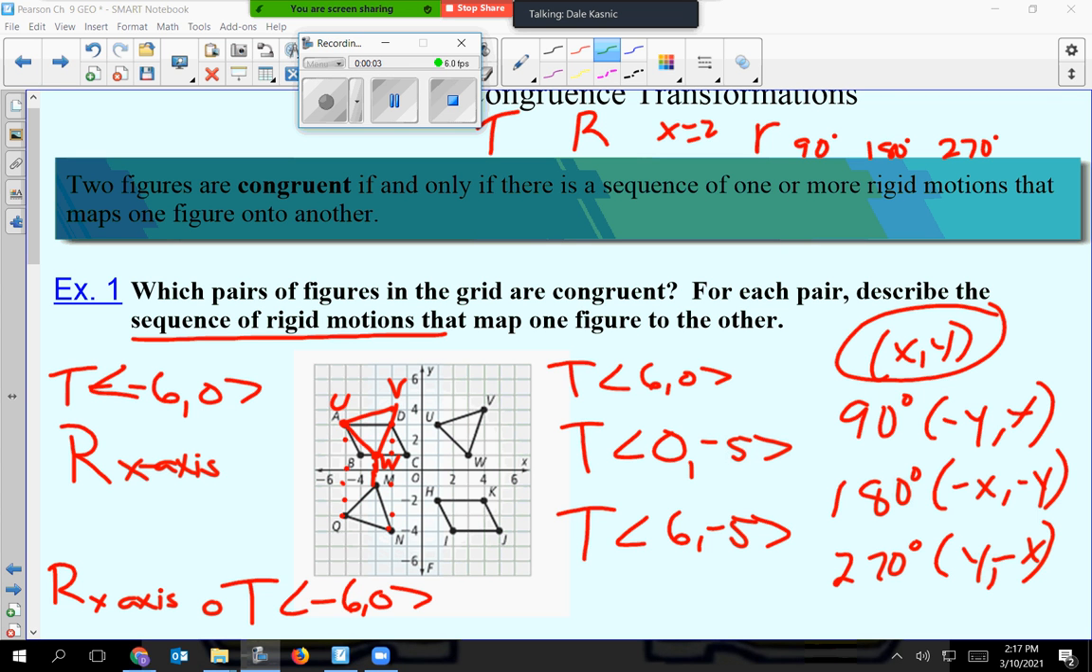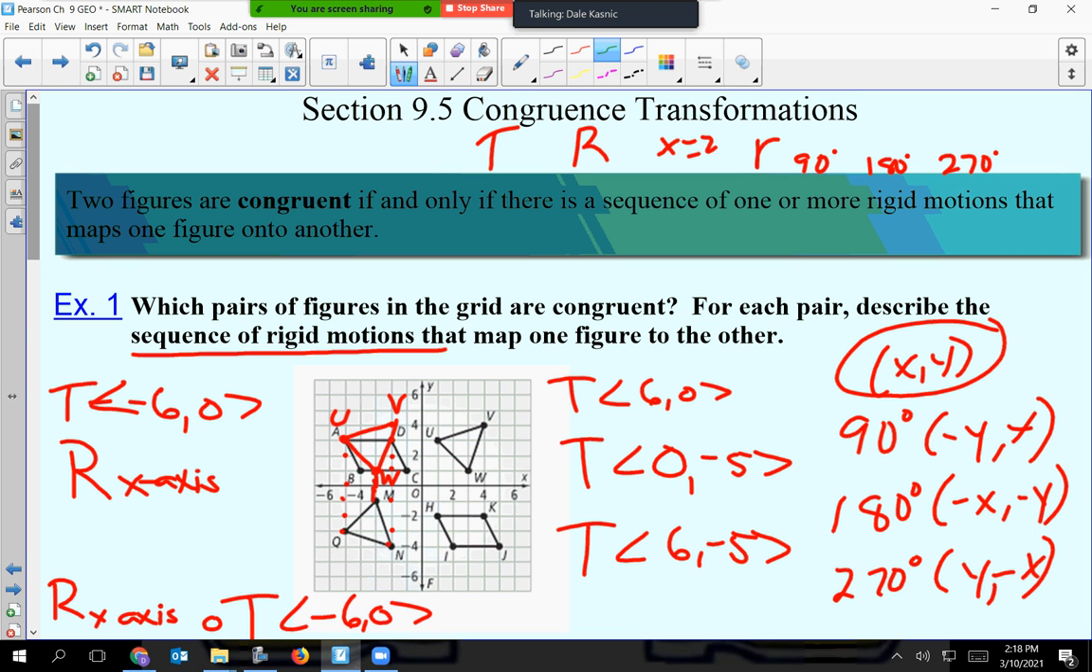Okay, everybody, this is chapter 9, section 5, and I got to do this kind of quick. I'm sorry about that. This is congruence of transformations. So this is like doing a couple different transformation rules at the same time, okay?